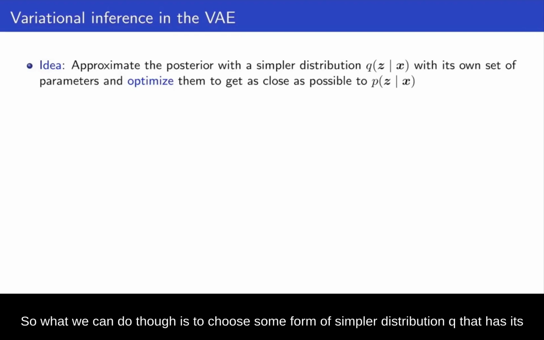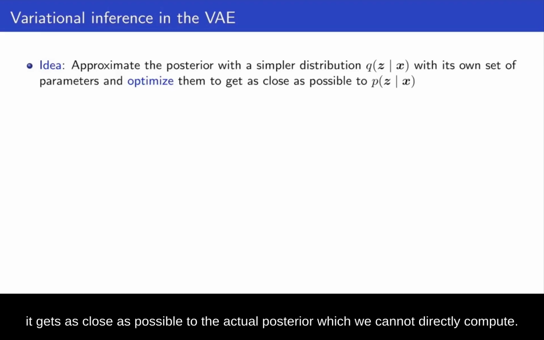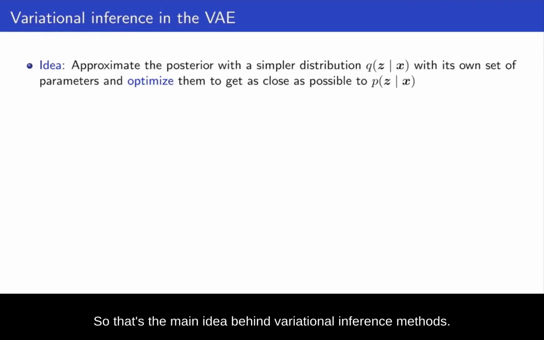So what we can do though is to choose some form of simpler distribution Q that has its own parameters, and then we optimize the parameters of this distribution Q so that it gets as close as possible to the actual posterior, which we cannot directly compute. So that's the main idea behind variational inference methods.